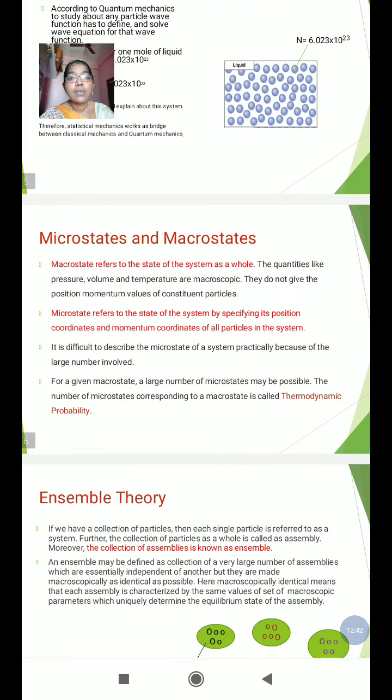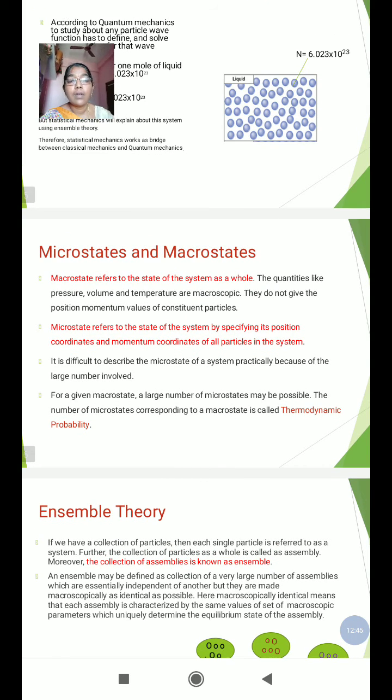In the previous slide, we had a discussion on microstate and macrostate. What is meant by microstate and macrostate? Microstate means the state of the individual particle. It may be position, velocity, or momentum. Microstate represents the state of the individual particle. A particle's position or momentum all come under microstate. Then what about macrostate? Macrostate refers to the state of the whole system.